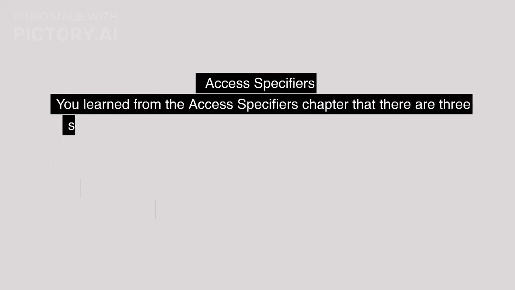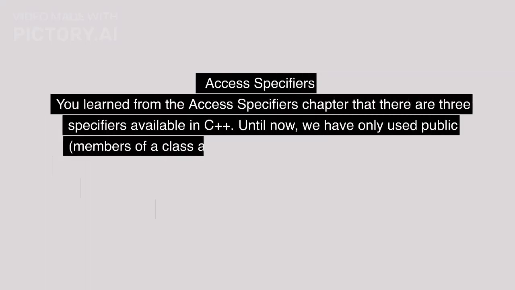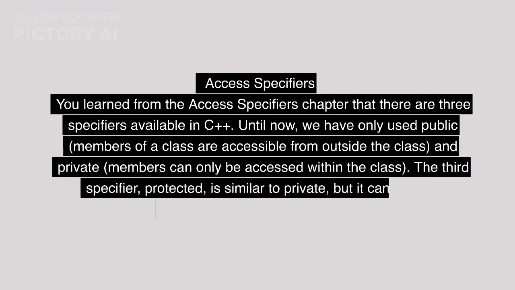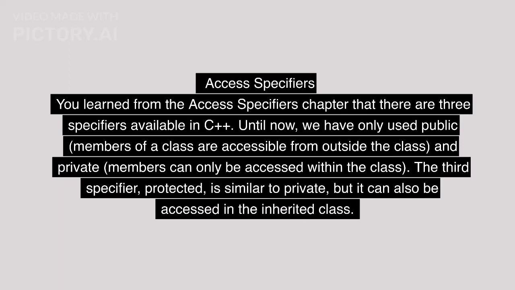Access specifiers. You learned from the Access Specifiers chapter that there are 3 specifiers available in C++. Until now, we have only used public, where members of a class are accessible from outside the class, and private, where members can only be accessed within the class. The third specifier, protected, is similar to private, but it can also be accessed in the inherited class.